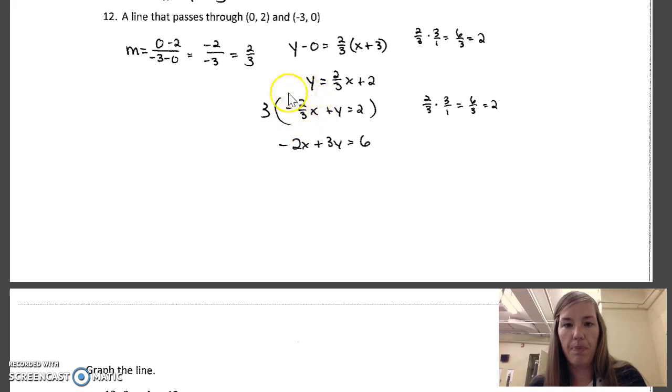Here's the problem. We talked about this. A, B, and C are not allowed to be fractions. The word we use is that A, B, and C have to be integers. So how do you get rid of those fractions? You need to multiply by the denominator. So you have to take this 3, see that's your denominator right there, and distribute it to all 3 pieces. Negative 2x plus 3y equals 6.